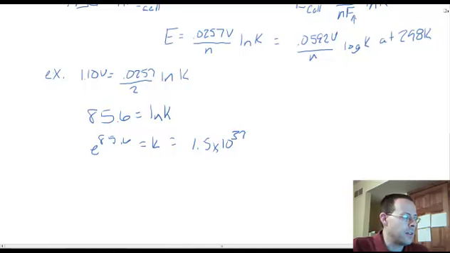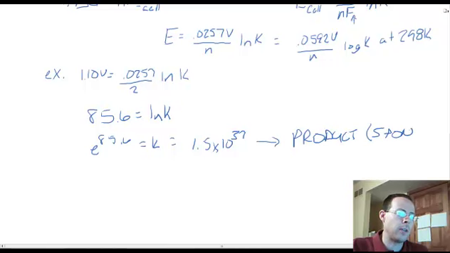And you can see, again, a positive voltage gives us a really, really big K value. And what does a really big K value mean? A really big K value says it's heavily, heavily product favored. If it's heavily product favored, it is typically spontaneous. So again, a couple more units.